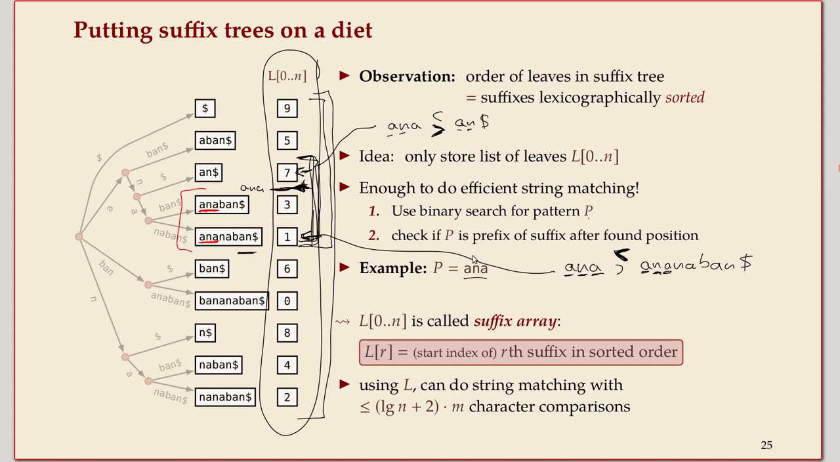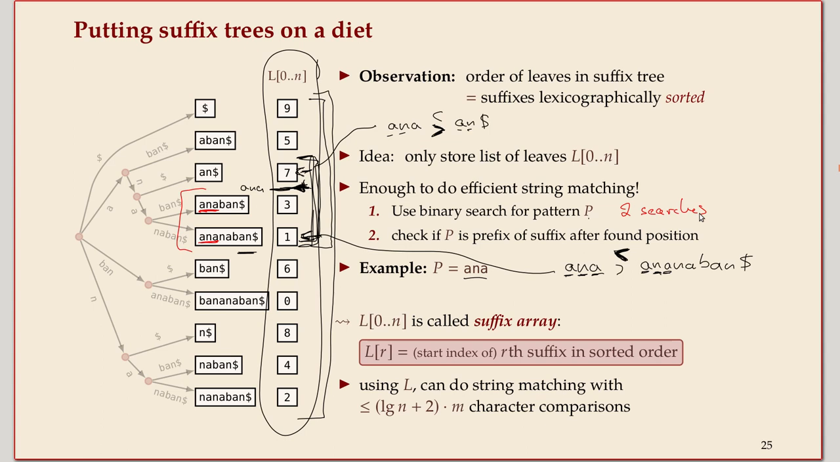So with 2 binary searches, we really see the interval of positions where this pattern occurs. And if that's empty, it doesn't occur. If that's not empty, you find all the positions where it occurs in exactly that space. OK?